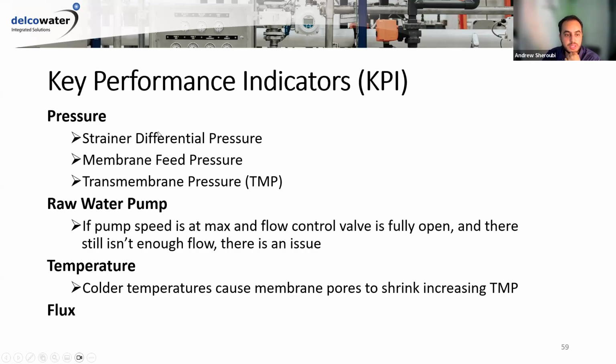Some of the performance indicators for UF membranes: transmembrane pressure being a big one, the pressure difference between each side of the membrane, temperature, and flux. Temperature is not a performance indicator, but it is a factor that affects membranes quite a bit. The main thing here is transmembrane pressure, something that you want to look for.